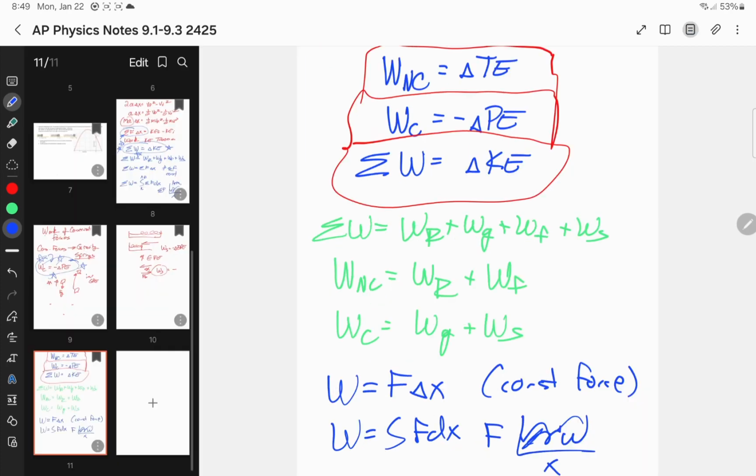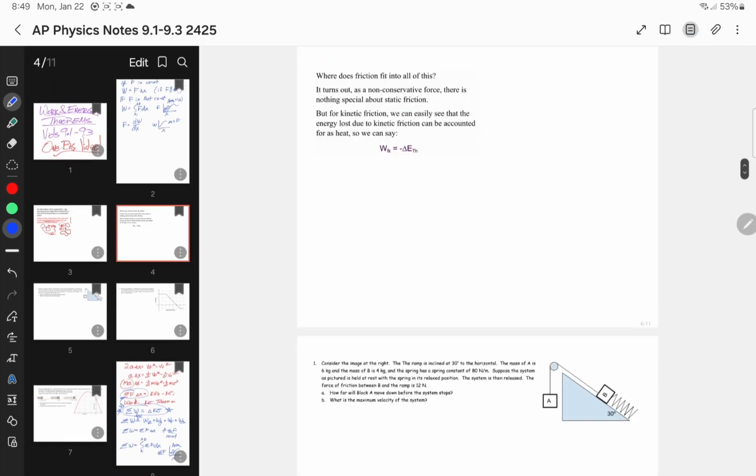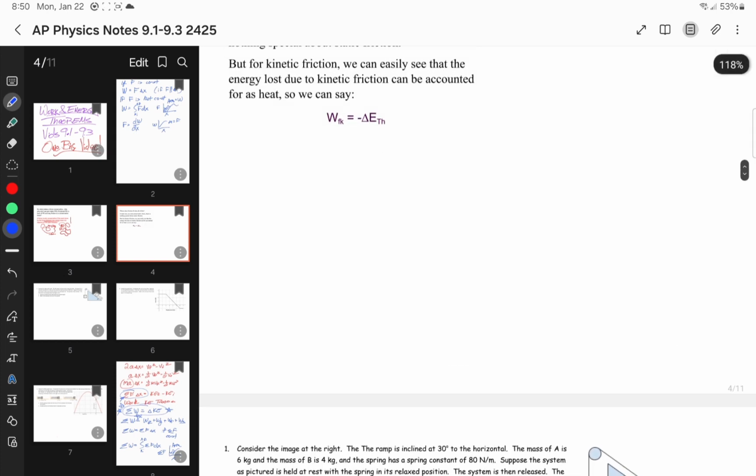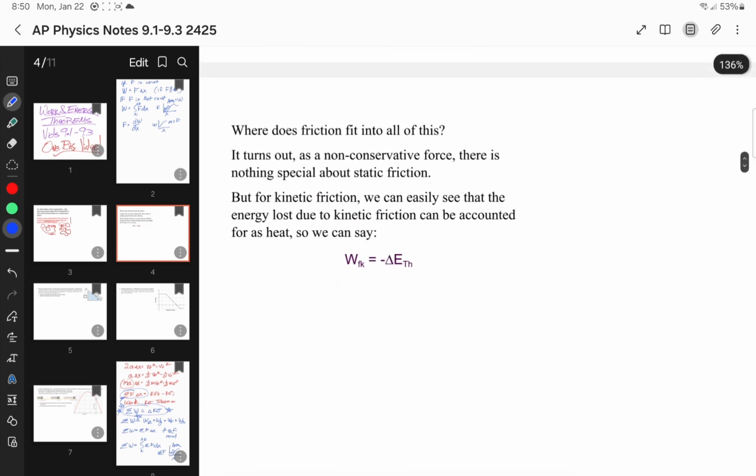So let's go back to here. Now, do I want to talk about this? I guess we should talk about this really quick. This is a quick side note. Friction is a non-conservative force. So it turns out that if you calculate the work done by friction, it gives you the opposite of the change in heat. All right?